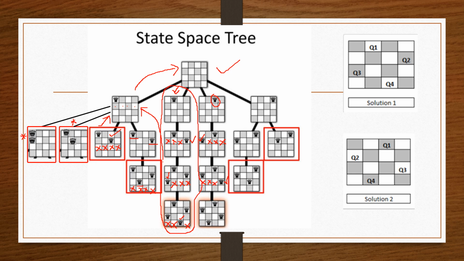Now let us try for placing fourth queen. Fourth queen cannot be placed in the first column because of vertical clash. It can be placed in the second column, no clashes. In the third column, no, because of vertical clash. Fourth column, no, because of vertical clash. So this is yet another feasible solution wherein I can place all my four queens successfully.